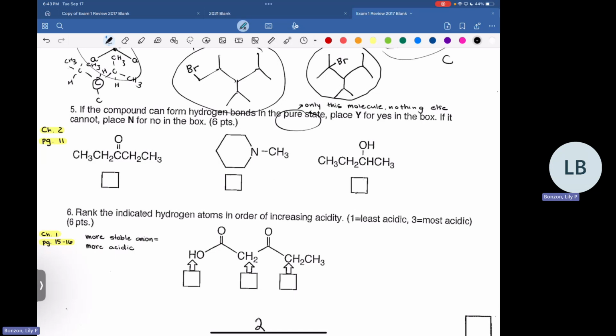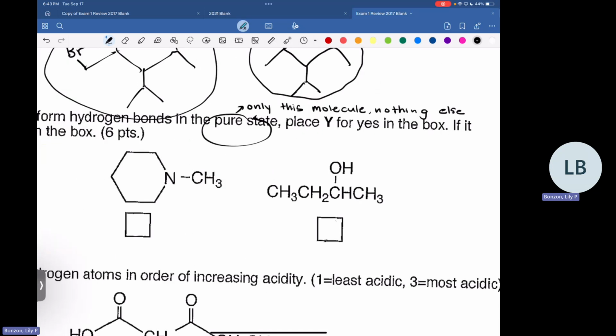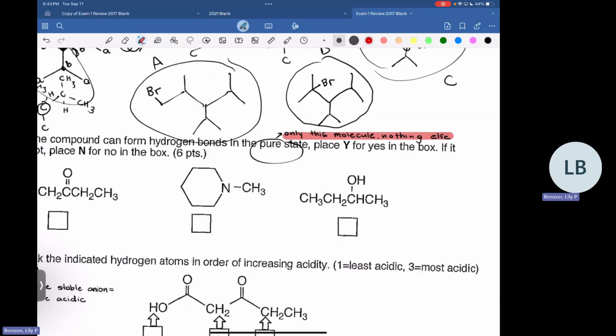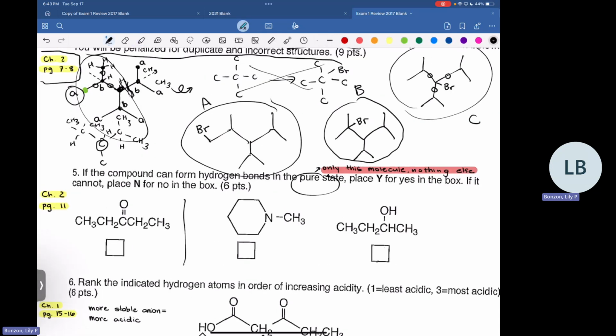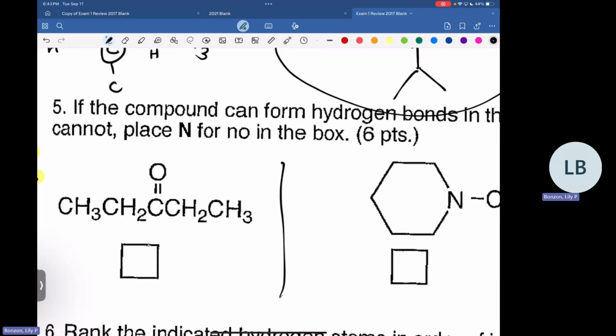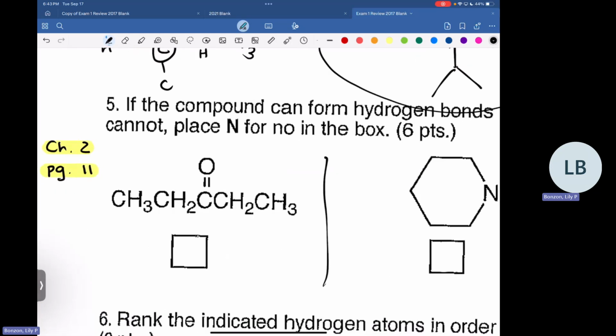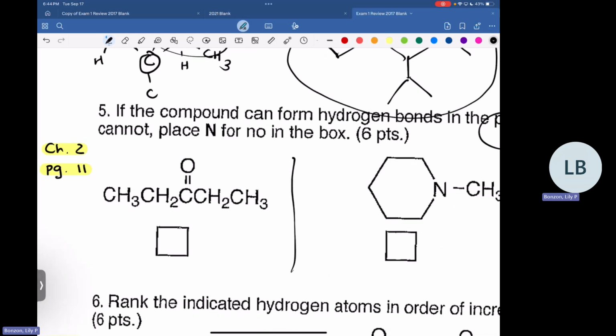Whenever it says pure state, this just means that you just have that molecule in the structure. So think of each of these as their own separate question. If we're looking at pure state for this molecule here, think of it as if you have a test tube with just that molecule. There's no solvent, there's no water, there's nothing else in it except that compound. And so in order to form a hydrogen bond in the pure state, oxygen, nitrogen, or fluorine has to be covalently bonded to a hydrogen.